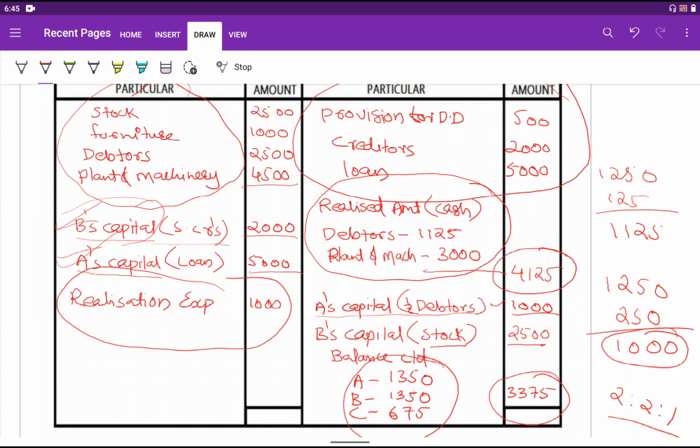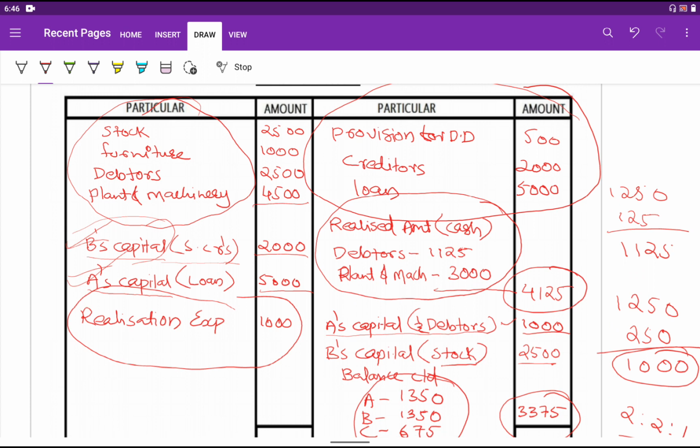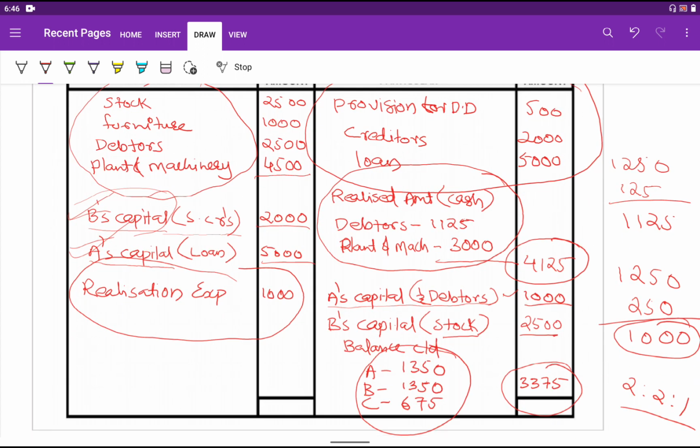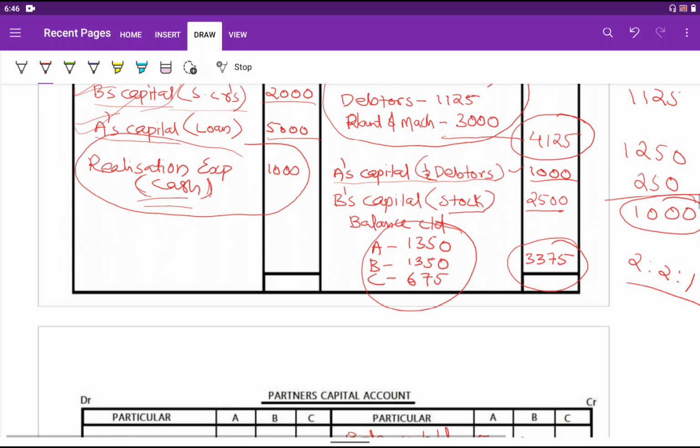In exam if they are asking to write journal entry, you can write the journal entry only for realization account, then everything will be included, even capital account also. No need to write a journal entry for capital account, only for realization account, so everything will be included. So what is the journal entry for realization expense? It is coming in debit side, so we will credit it and we'll write cash, because we are settling through cash. So realization account debit to cash account, because it is coming in debit side, so we'll credit cash. Realization expense.